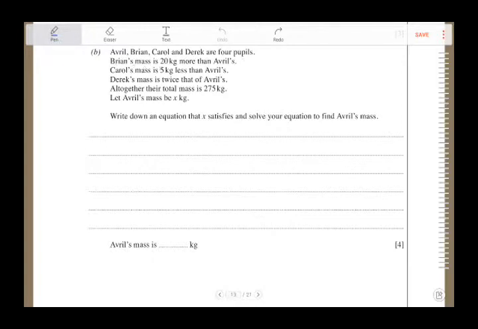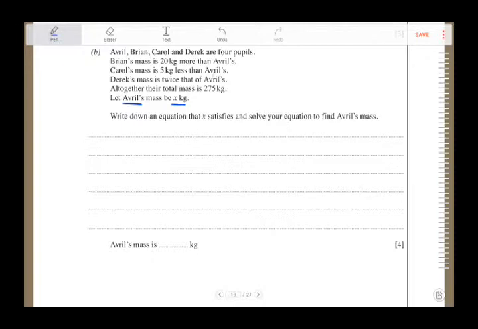Brian's mass is 20 kilograms more than Avril's. Carol's mass is 5 kilograms less than Avril's. Derek's mass is twice that of Avril's. Altogether, their total mass is 275 kilograms. Okay? And the last thing they tell us is let Avril's mass be X kilograms. So Avril is equal to X.